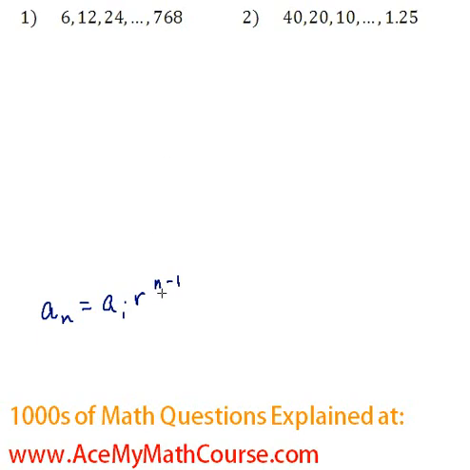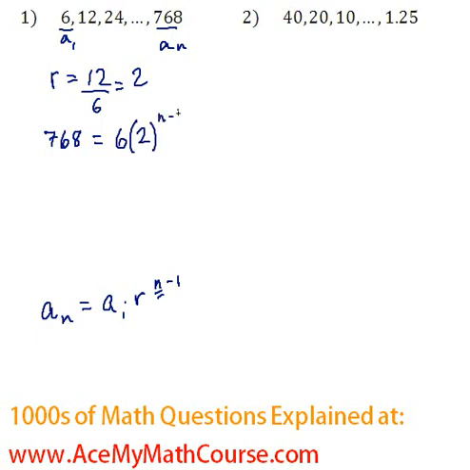So what we're really looking for here is n for both cases, because we know a_1, the first term, we know a_n, and we know r also. r is just going to be any term, so maybe the second term divided by the previous. So r is just going to be 12 divided by 6, so just 2 in this case. Okay, so now we can use the formula. And 768 is going to be equal to the first term times the ratio r, which is just 2, to the power of n minus 1.